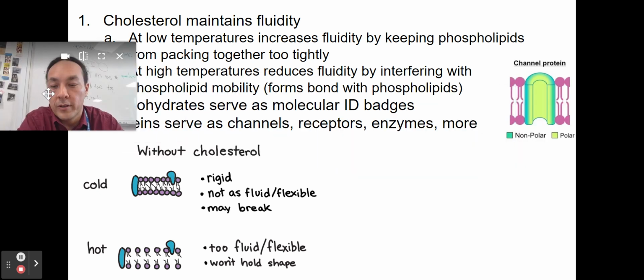Oh, if it's cold, it'd be too rigid. It may break. If it's hot, it would fall apart. That's without cholesterol. All right, and then I have a picture with cholesterol coming up in just a second.